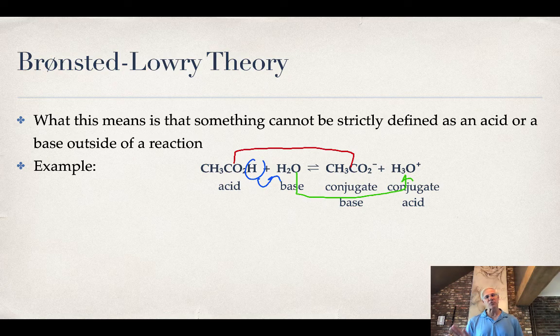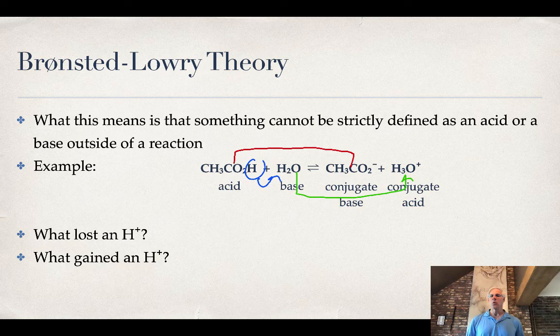Now notice I also put labels on the products there, conjugate base and conjugate acids. We're going to talk about conjugates a little bit later in the lecture, but I wanted to throw out those terms now. Notice that your Bronsted-Lowry acids and bases are in the reactants and your conjugates are in the products. So, as we mentioned, what lost an H, what gained an H. That's how you identify what the Bronsted-Lowry acid and what the Bronsted-Lowry base is in an acid-base reaction.